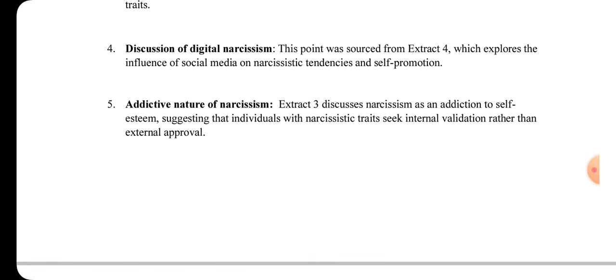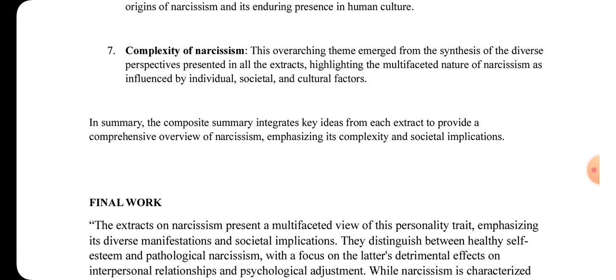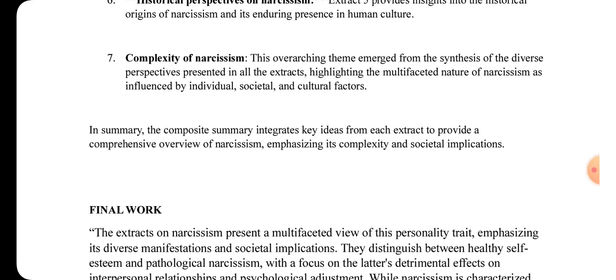And then the last one is extract 3. So you see, I didn't really follow the extracts exactly as they were, extract 5, extract 6. No, you can pick the information from all the extracts, but you must present a comprehensive view of it, or a comprehensive summary. And also the addictive nature of narcissism. Extract 3 discusses an addictive self-esteem, suggesting that individuals with narcissistic traits seek internal validation rather than external approval. So that is it. You look at the complexity of narcissism and stuff.